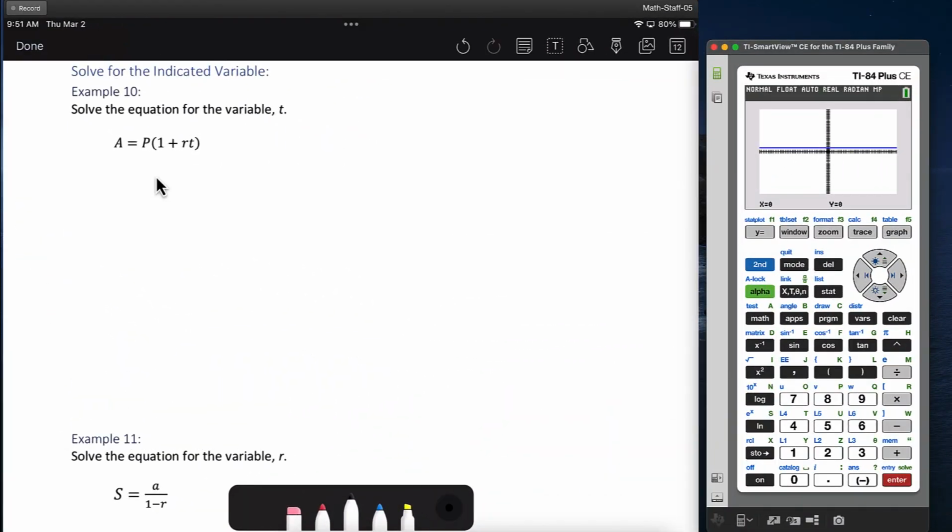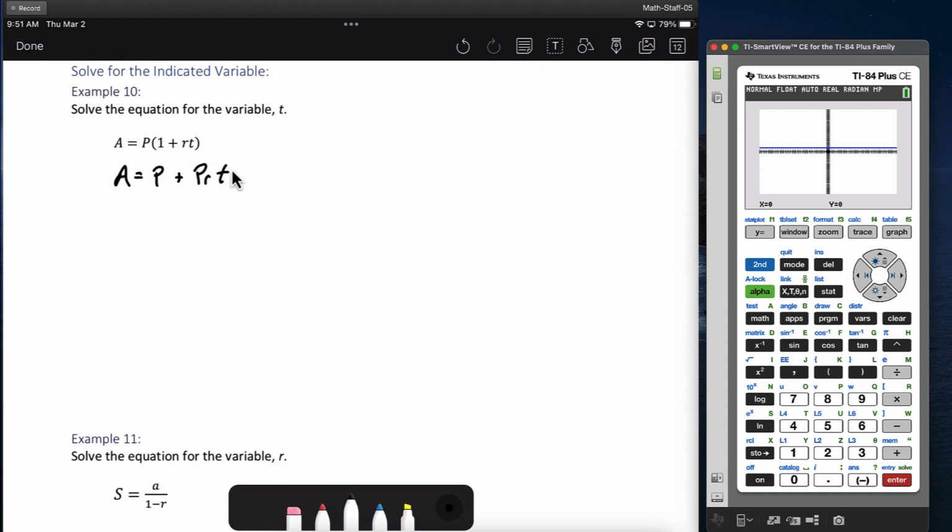In this example, we're going to be solving a formula for a specific variable. The steps to solve for a variable here are the same as you saw earlier. Don't let the letters throw you. The process is still the same as if we were solving the equations earlier. So start by distributing. To remove those parentheses, we want to distribute the p.